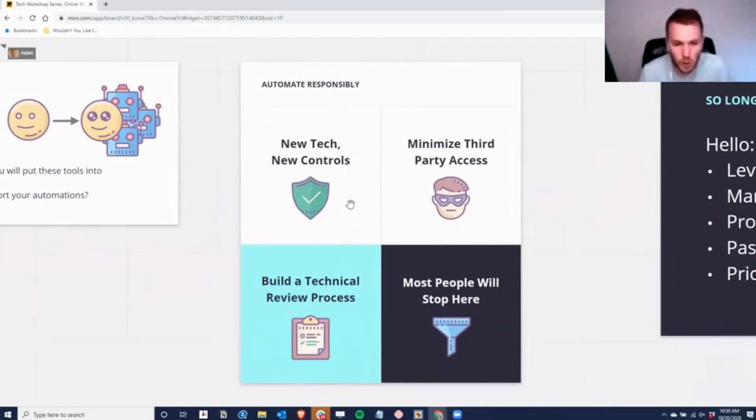New tech means new controls. You've got to build a technical review process. Good grief, for accountants, that's kind of our thing, right? So we shouldn't be intimidated by that. Always be thinking about ways to minimize third-party access, and recognize most people are going to stop here.